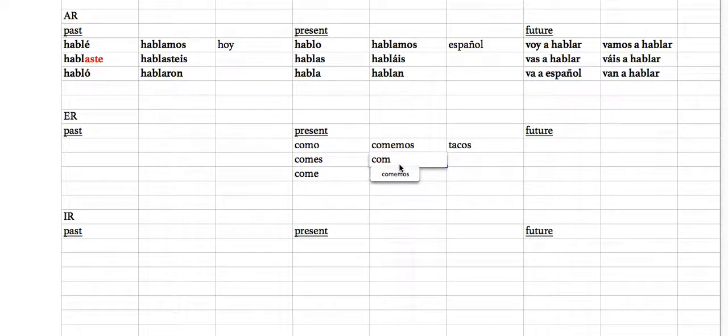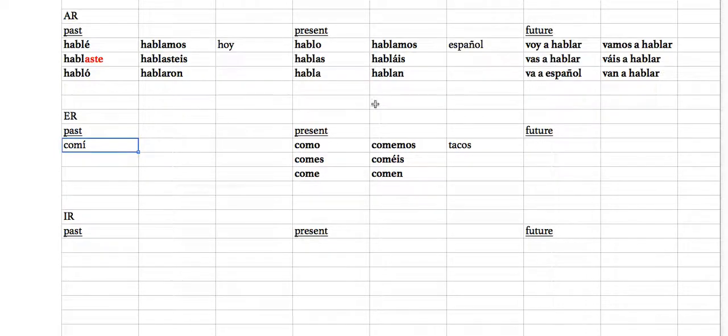Comes tacos. Okay. Again, if there's no accent or if I'm wrong, feel free to correct me. I just never use vosotros. Anyway, so comen tacos. Do y'all eat tacos? Comen tacos? Yeah, we eat tacos in Chicago. Comemos tacos in Chicago. And so on and so forth.